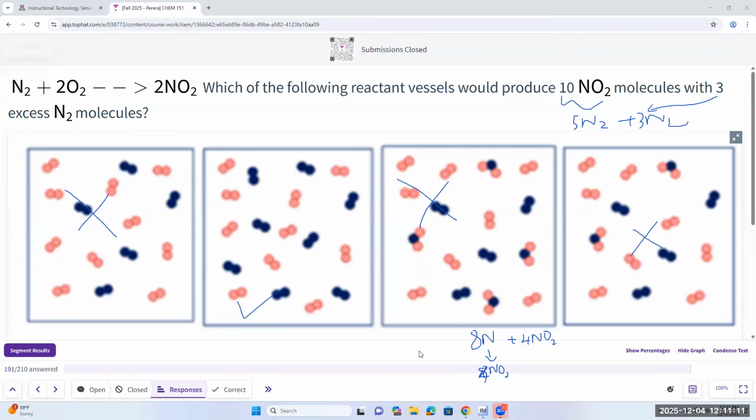What questions, concerns, comments do we have about that? Plus, in the reactant vessel, there's no way you can have NO2. Therefore, the last two options are out anyway, because at the beginning of the reaction, you only have reactant molecules to begin with. So there's no NO2 to begin. Any other questions, concerns, comments?